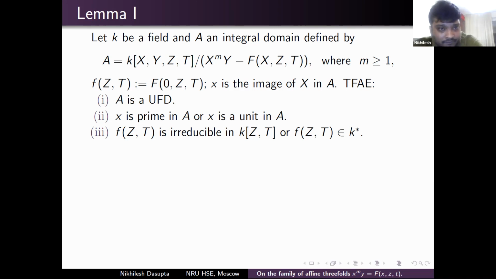Let K be a field, and A be an integral domain defined by K[X, Y, Z, T] modulo this, where m is greater than or equal to 1. Now f(z,t) is that usual thing. Suppose x is the image of capital X in A. Then the following are equivalent: A is factorial.